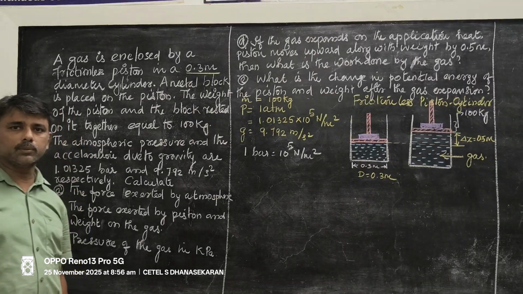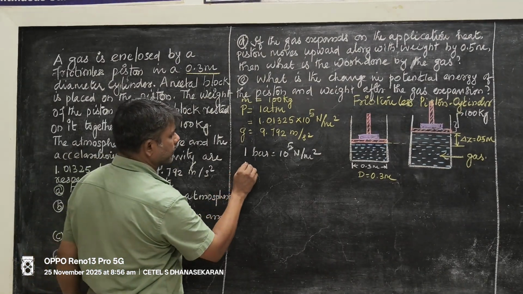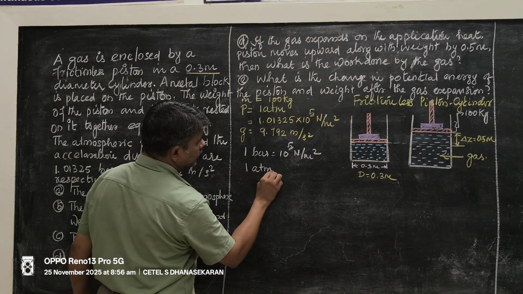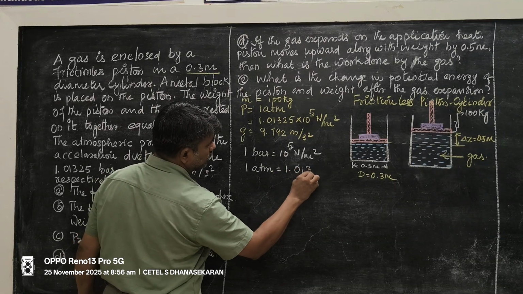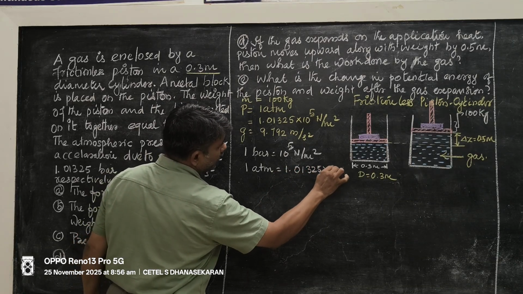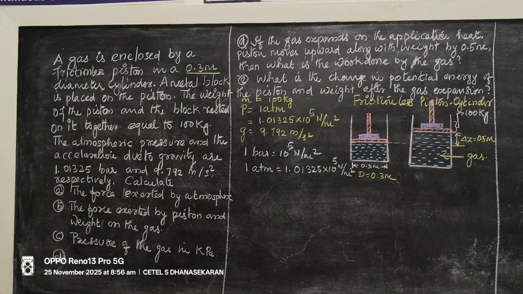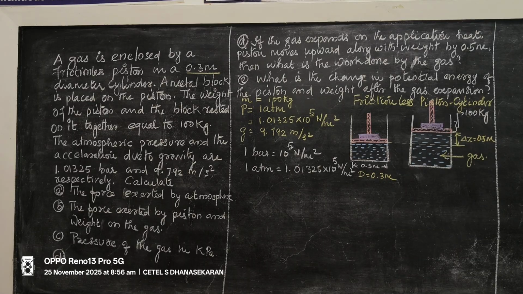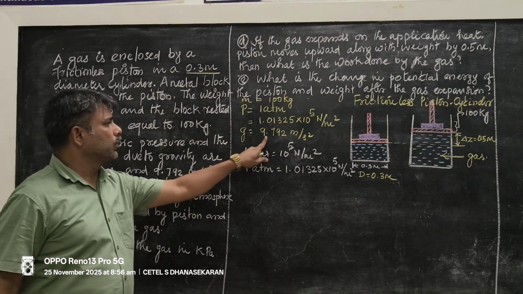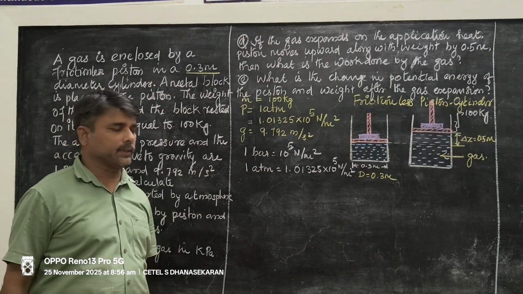Hence the atmospheric pressure, 1 atmosphere, is equal to 1.01325 into 10 to the power of 5 Newton per meter square. So unit conversion from bar to Newton per meter square. Clear? 1 bar is equal to 10 to the power of 5 Newton per meter square. Hence 1 atmospheric pressure is equal to 1.01325 into 10 to the power of 5 Newton per meter square. Acceleration due to gravity g is equal to 9.792 meter per second square.